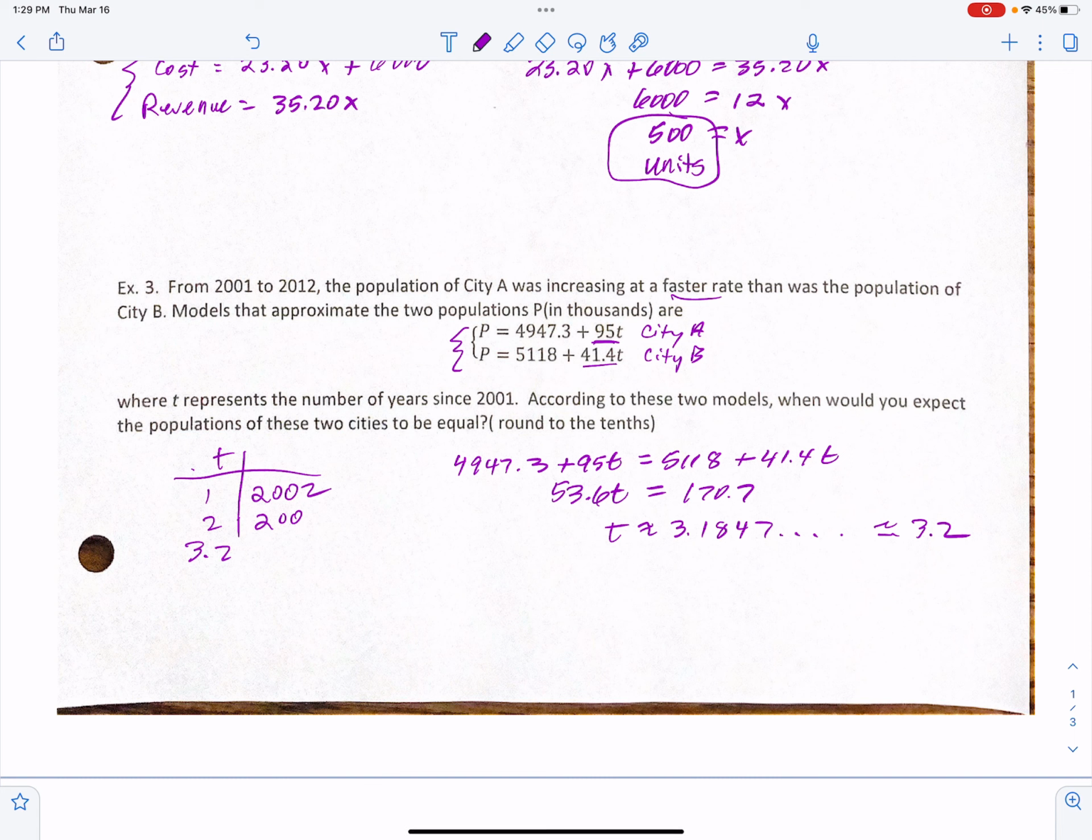Whoops, I forgot to finish this one. For 1 year, it's 2002. For 2 years, it's 2003. So we're really adding 3.2 to 2001, and so that would be 2004.2. And so when do you expect the populations to be equal? Round to tenths.